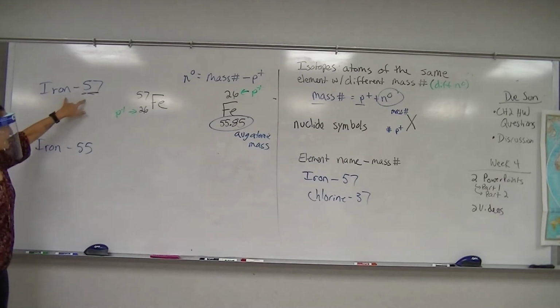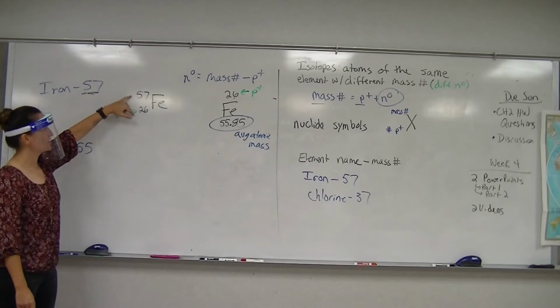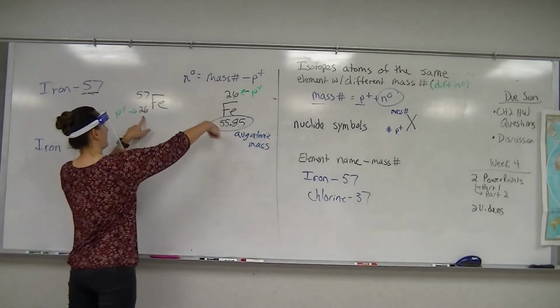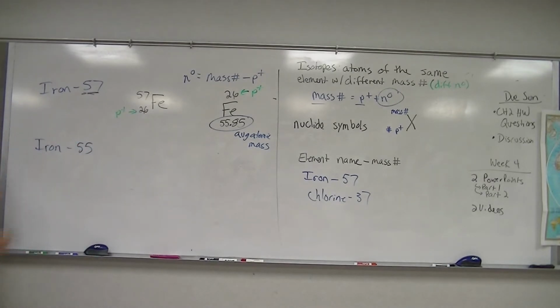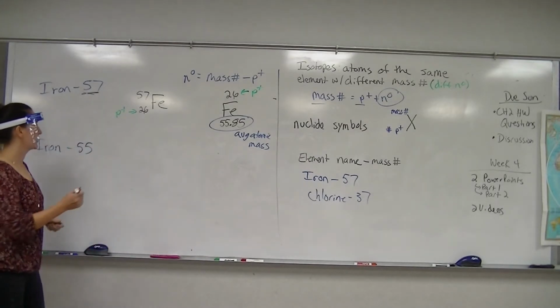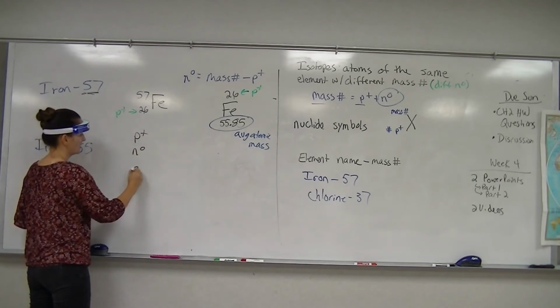So if we take this isotope and represent it as a nuclide symbol, this is what it would look like. We would have the protons on bottom, so different than the periodic table, and then the mass number on top. And I like to represent isotopes this way because they line up really nice for me to figure out the number of protons, neutrons, and electrons.